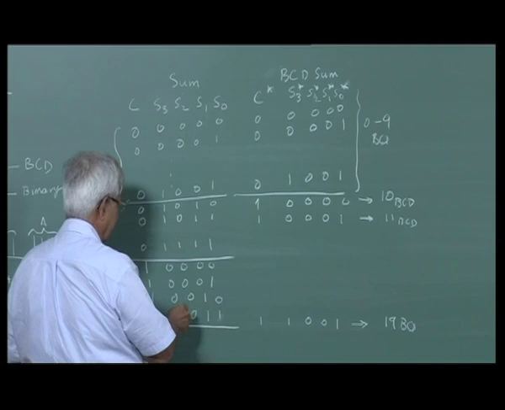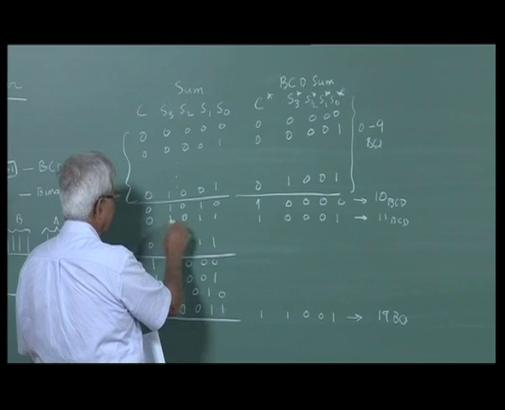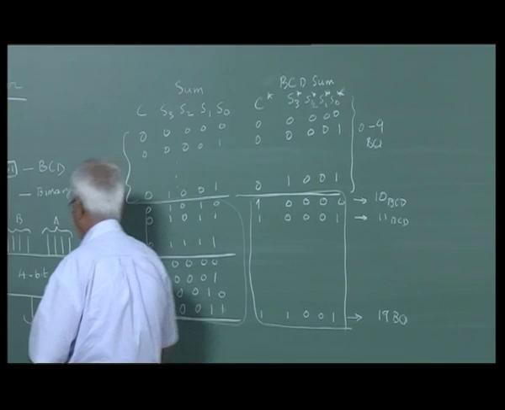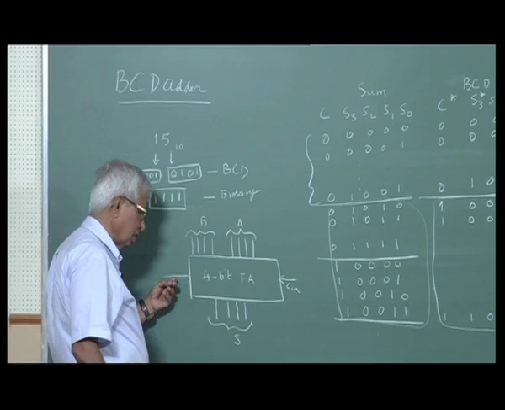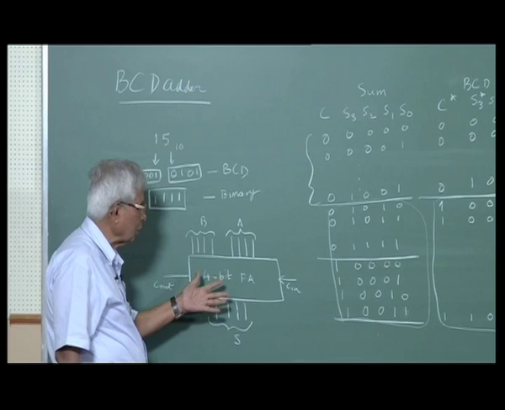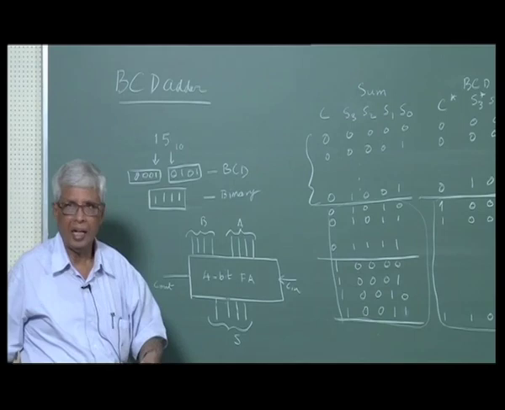Now, the question is, how do you convert these numbers into these numbers? I have a 4-bit full adder, I have done the addition, I have the sum, I have a carry out. The numbers whose values are more than 9, up to 19 including carry, how do I convert them into 10, 11, 12, 13, 14, 15, 16, 17, 18? That is the design of a BCD adder.